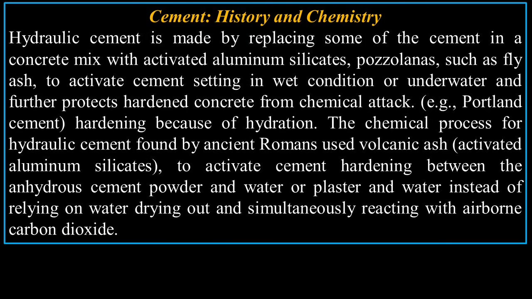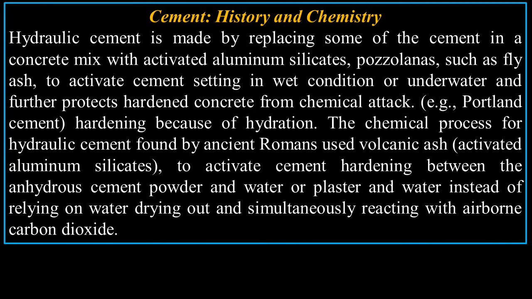Hydraulic cement is made by replacing some of the cement in a concrete mix with activated aluminum silicates or pozzolanas, such as fly ash, to activate cement setting in wet conditions or underwater, and further protects hardened concrete from chemical attack. Example, Portland cement, hardening because of hydration.